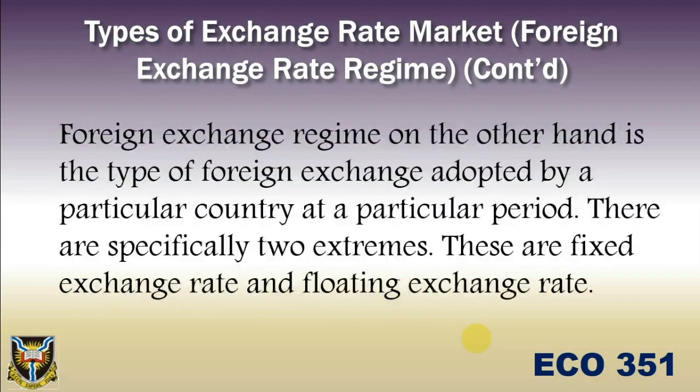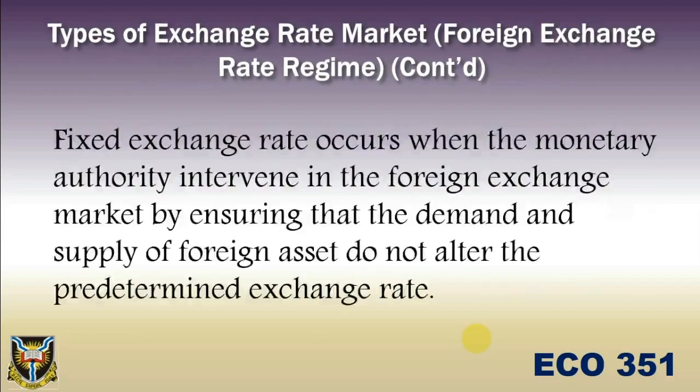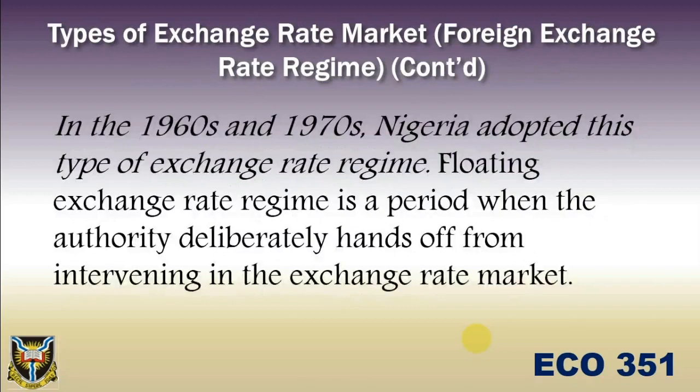Foreign exchange regime, on the other hand, is the type of foreign exchange arrangement adopted by a particular country at a particular period. There are specifically two extremes. These are fixed exchange rate and floating exchange rate. Fixed exchange rate occurs when the monetary authority intervenes in the foreign exchange market by ensuring that the demand and supply of foreign assets do not alter the predetermined exchange rate. In the 1960s and 1970s, Nigeria adopted this type of exchange rate regime.